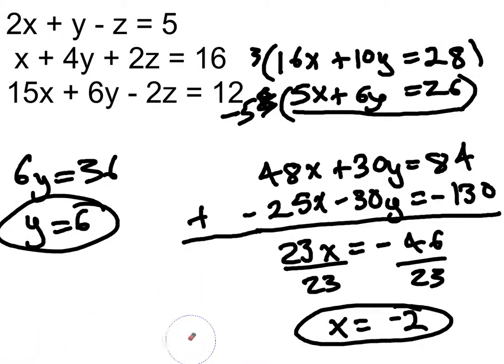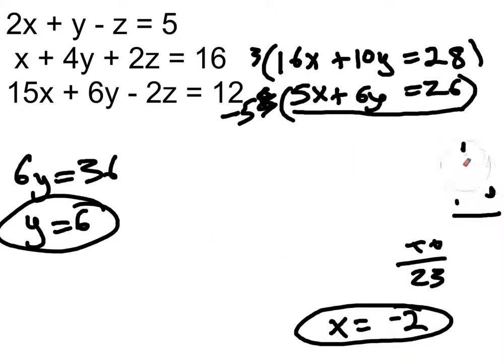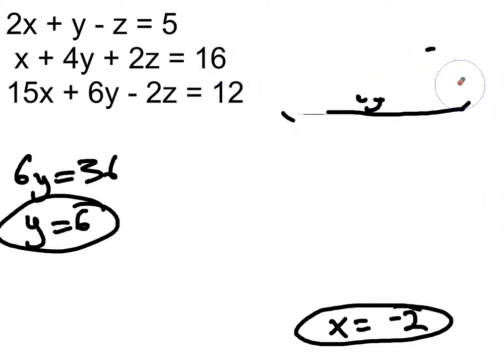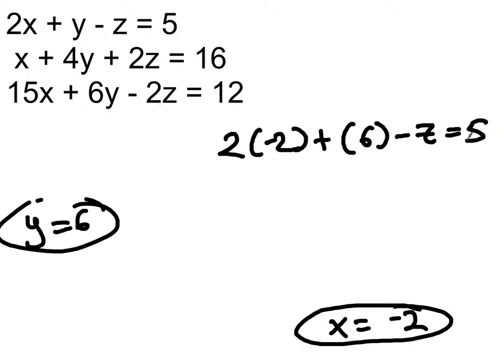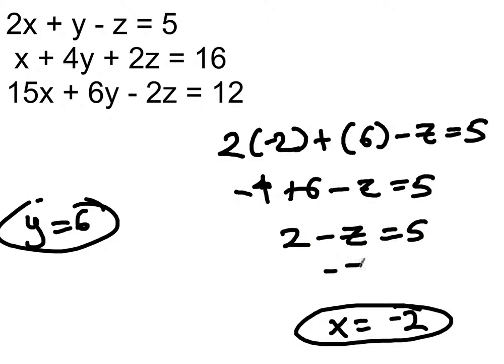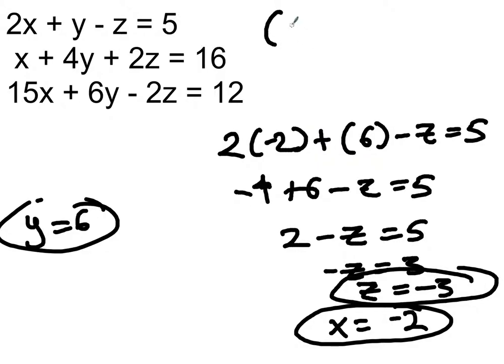Let's go ahead and erase this stuff because I need more space. And I'm going to plug these back into one of my equations up here to find z. I'm just going to plug it into the first one. 2 times x plus y minus z is equal to 5. So that's negative 4 plus 6 minus z equals 5, which is 2 minus z equals 5, which means negative z is equal to 3, or z is equal to negative 3. So here are my values: negative 2, 6, negative 3. Remember, write x, y, z.